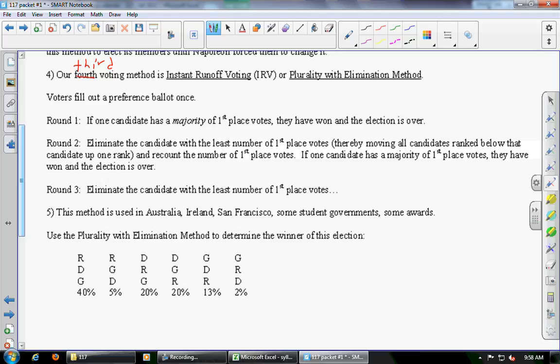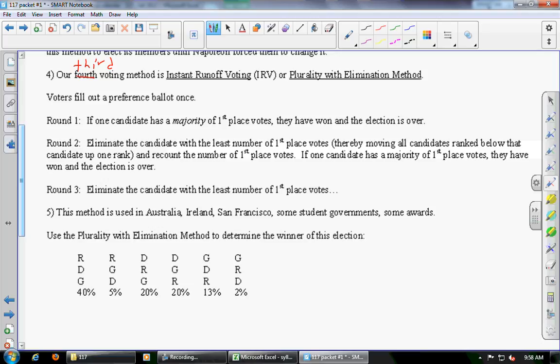Yeah, there are definitely some weaknesses of this method too, and it is very much like plurality, and it's got that in the name, right? We're not trying to fool anybody. This is plurality, where you only look at the first place votes, but if you don't have a majority, you eliminate. It's plurality with elimination.